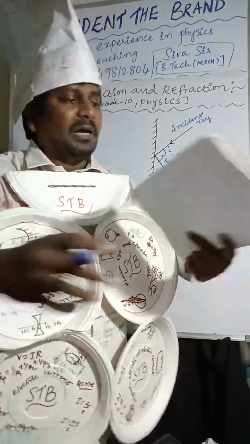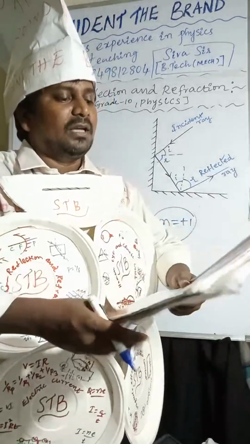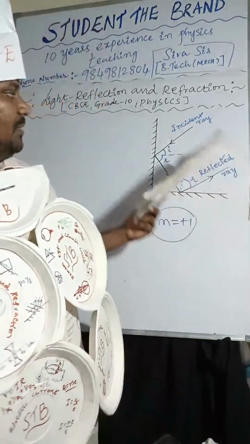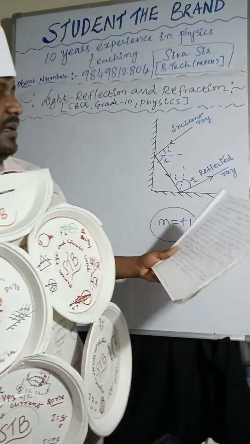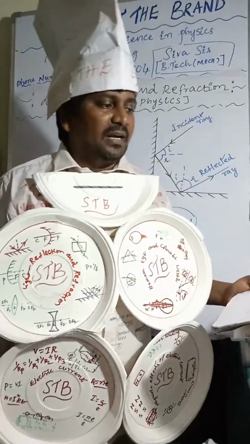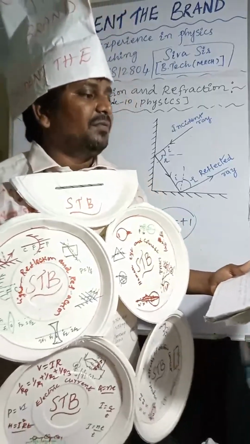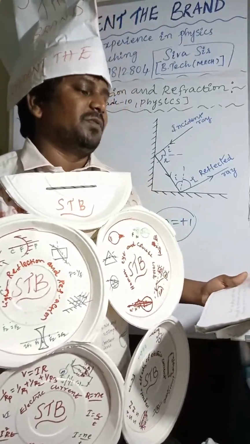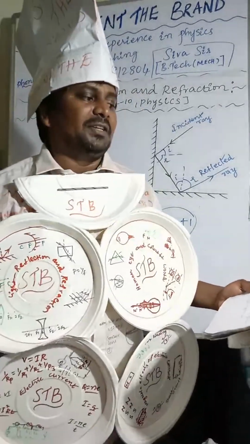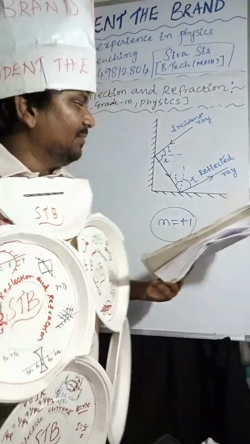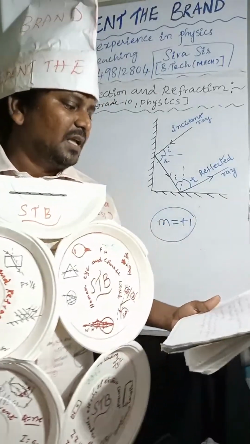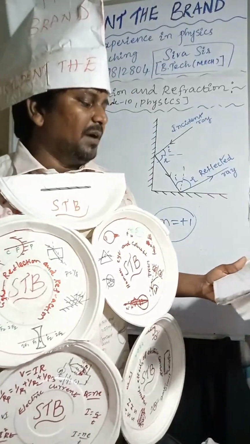Perpendicular means that if the angle between two mirrors is 90 degrees, then these two plane mirrors are perpendicular to each other. So the magnification produced by plane mirror is +1. What does it mean? As I said, the height of the image is equal to the height of the object, and also it forms a virtual, erect and same size image.